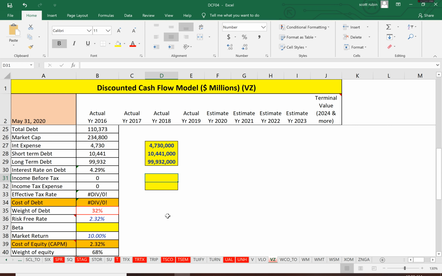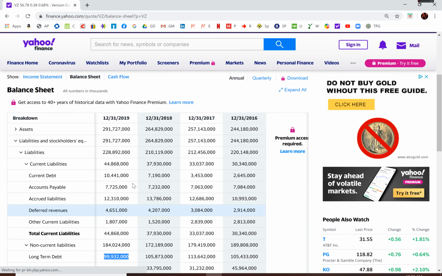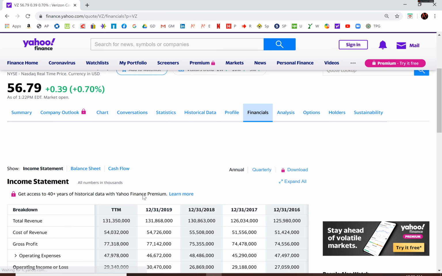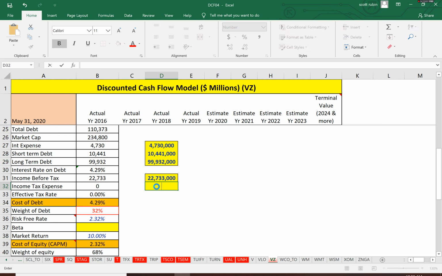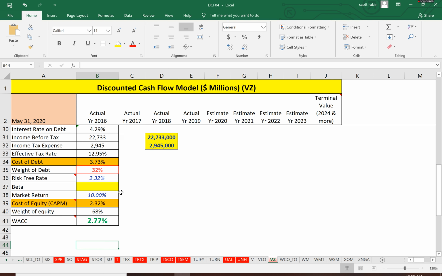Interest payments on the debt are tax deductible. So let's find out their effective tax rate. The income before tax is 22 billion and the income tax is 3 billion. So the effective tax rate is 13%. So the cost of debt is 3.7%. And you can see 32% of the capital structure is debt, which is a little bit high. Not too bad. As long as it's under 50%, it's okay, but you still want a little less debt.